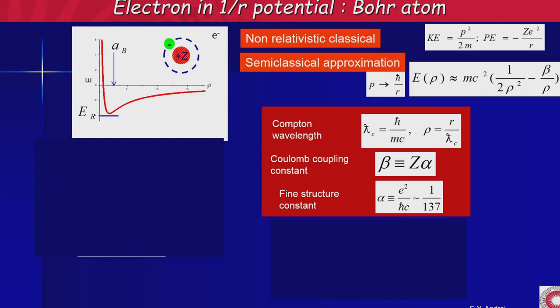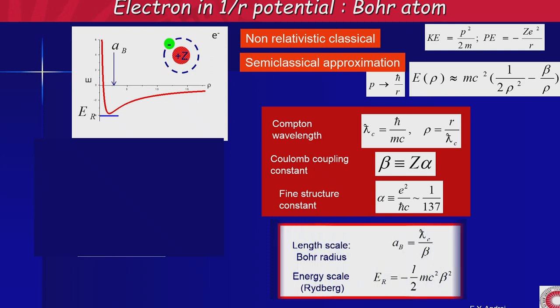Now you see the kinetic energy is 1 over rho squared, so it grows as you come to the origin here. The potential energy here is negative, it goes like 1 over rho, so basically you have a minimum. And the minimum happens exactly at the Bohr radius, which is simply the Compton length divided by the Coulomb coupling constant. So that's our Bohr radius.